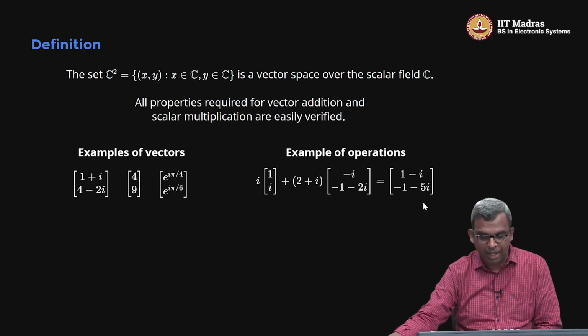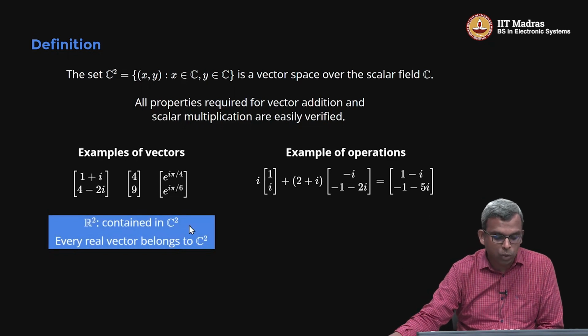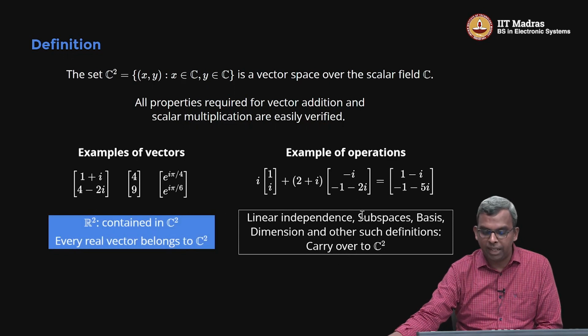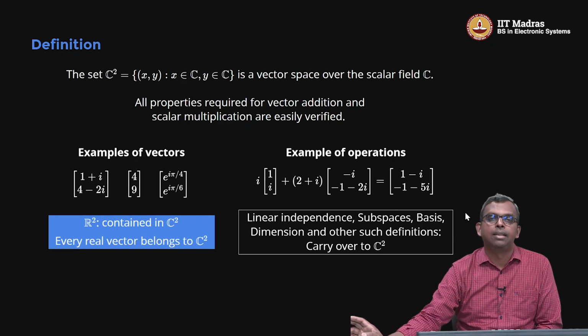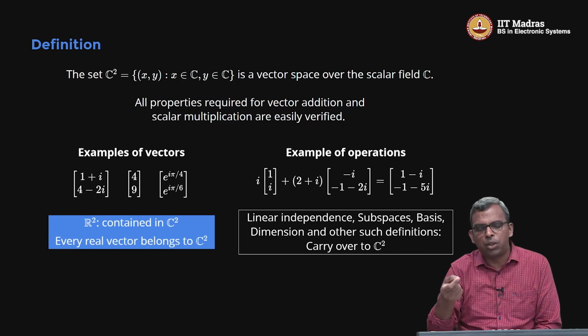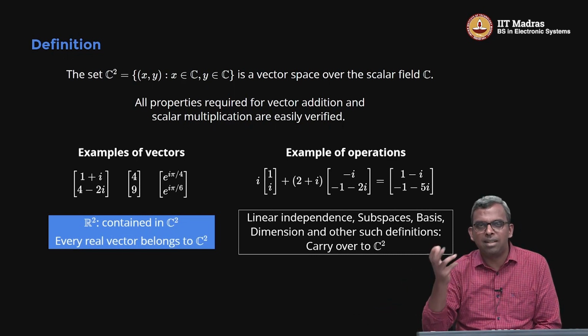Everything extends naturally. R2 is contained in C2, so every real vector also belongs to C2. And all these notions also carry over, right? Linear independence, subspaces, bases, dimension, other such definitions, all of them carry over to C2. So I'm not going to spend too much time, except whatever we did with R2, you can do with C2 also. It's very easy to see that.